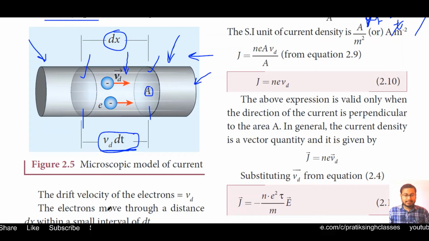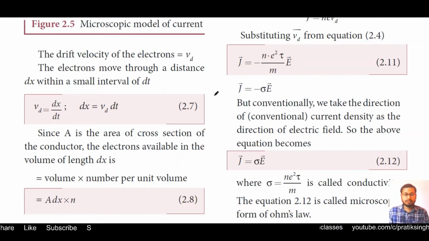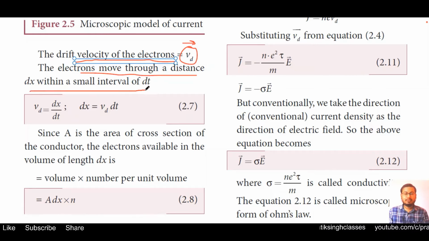Now let us see the terms given in the book. Here the drift velocity of the electrons is given as Vd. We have already seen this Vd in our previous slide. We know that drift velocity is a vector quantity, but here the arrow sign, the vector sign, is not given. Why? Because here we are dealing only with the magnitude, not with its direction.